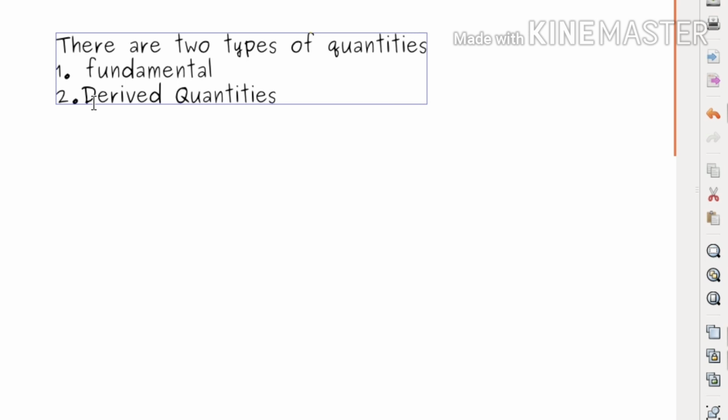Suppose that we have length, you know the unit of length is meter, and now the secondary thing is we want to calculate area. So what is area? Multiplication of lengths, meaning L squared, or we can say it becomes meter squared. So this meter squared is dependent on L, length.